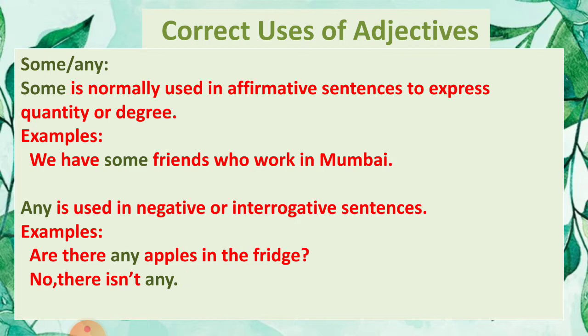For example, we have some friends who work in Mumbai. Are there any apples in the fridge? No, there isn't any, right? So these are the examples of some and any.